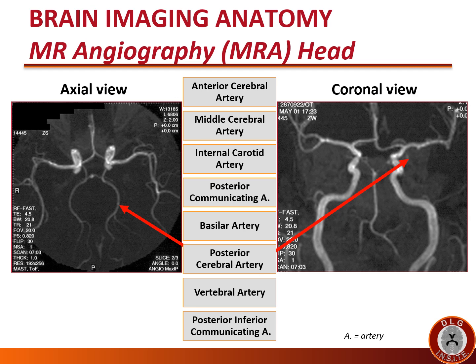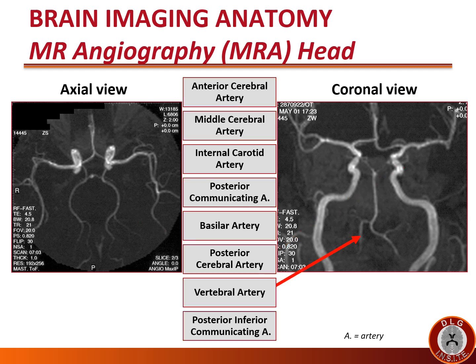If you look at the coronal view, you can also see how the PCAs are rounded laterally because they are surrounding the midbrain. They're going into the perimesencephalic cistern around the midbrain as they proceed to supply the inferior temporal lobe and occipital lobe.